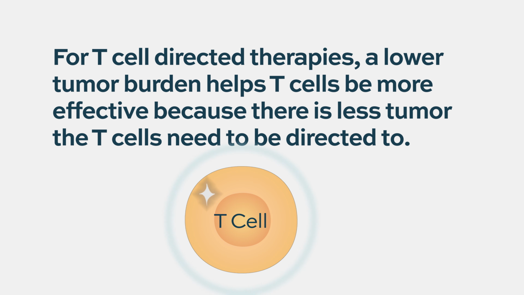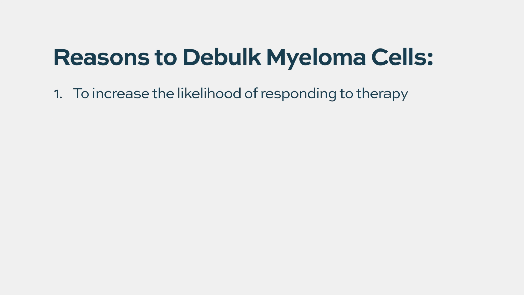Having a lower tumor burden would make it easier for the T cells to be more effective because there is less tumor that these T cells are being redirected towards. So in some ways, it is partly to debulk so that you could have more likelihood of response.